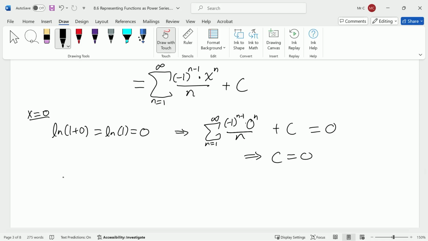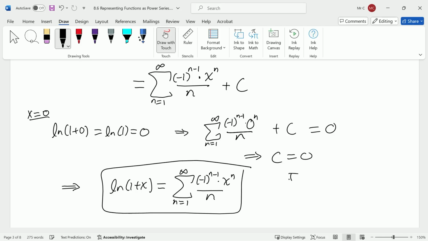Now, both of the examples that we just did do result in a constant of integration of 0, but I don't want students to make the mistake of thinking that that's always going to happen. It certainly isn't. It just happens in these particular cases. All right, that's our power series representation.